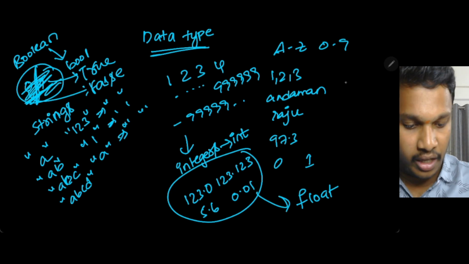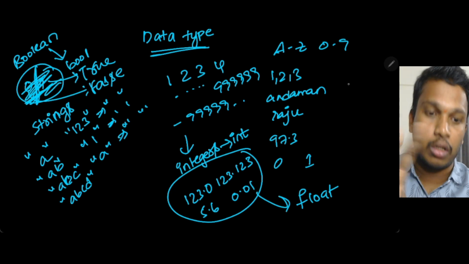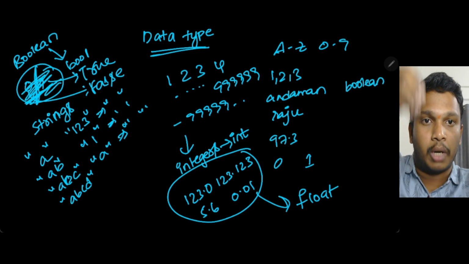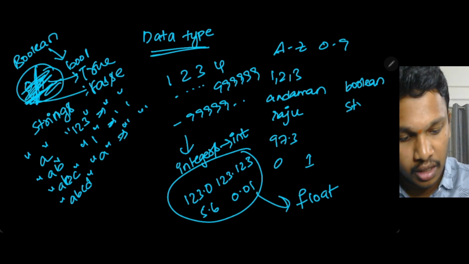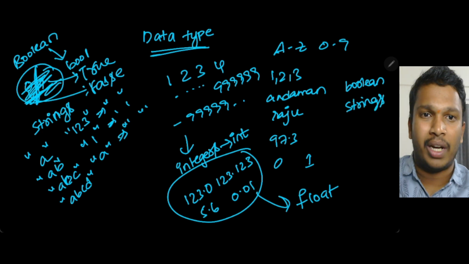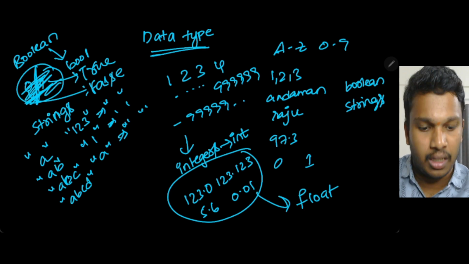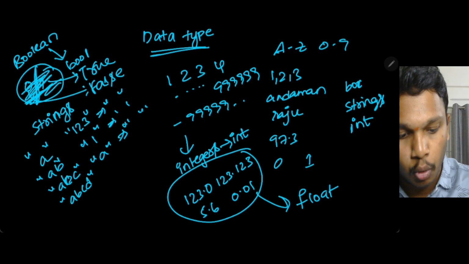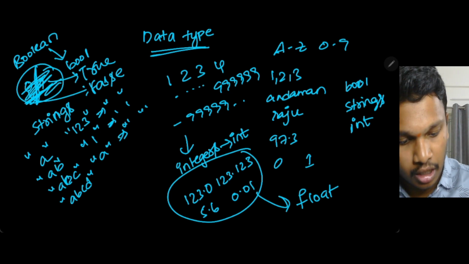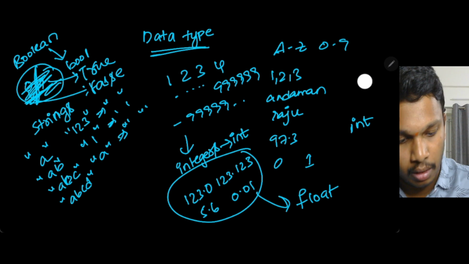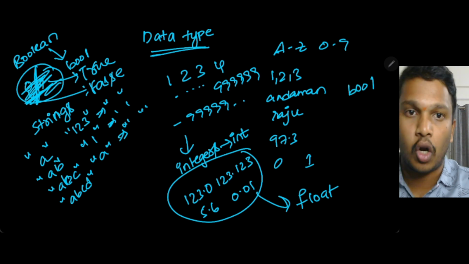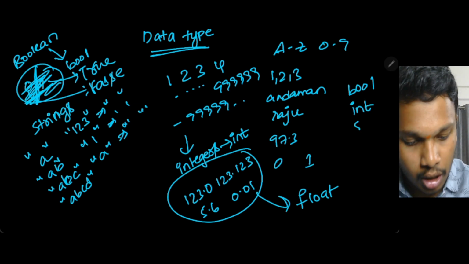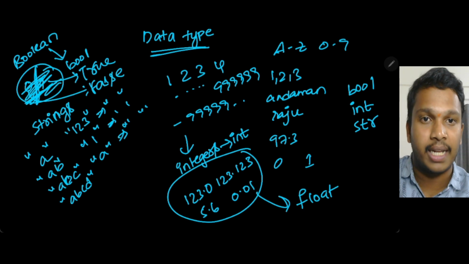What are the different categories? One is Boolean, True and False. And string: everything inside single quote, double quote, or triple quote is known as strings. And numbers, 1, 2, 3, all these are integers, int. In the Python language, Boolean we call bool, integer we call int, all numbers, and strings we call str. Str is nothing but strings.